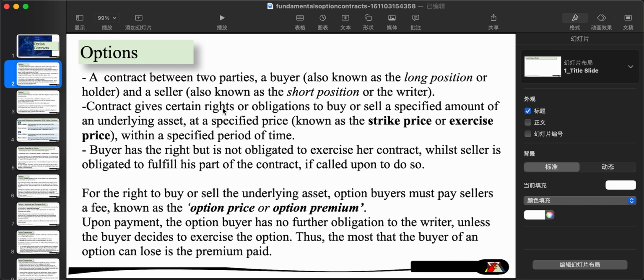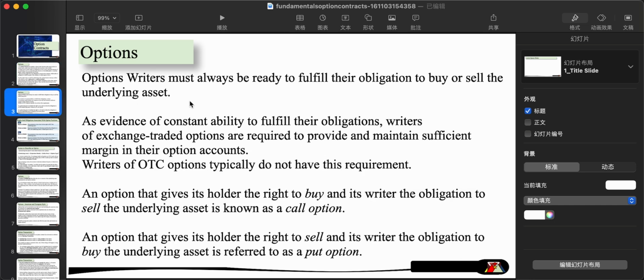Upon payment, the option buyer has no further obligation to the writer unless the buyer decides to exercise the option. Thus, the most that the buyer of an option can lose is the premium paid. Option writers must always be ready to fulfill their obligation to buy or sell the underlying asset. As evidence of their constant ability to fulfill their obligations, writers of exchange-traded options are required to provide and maintain sufficient margin in their option accounts. Writers of OTC options typically do not have these requirements.